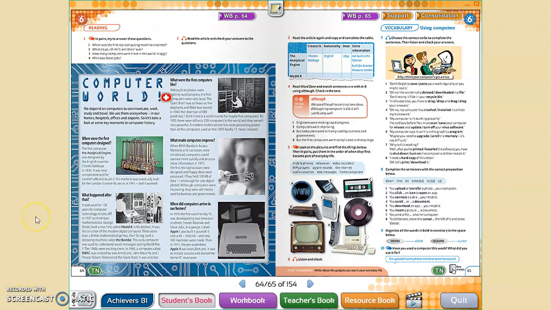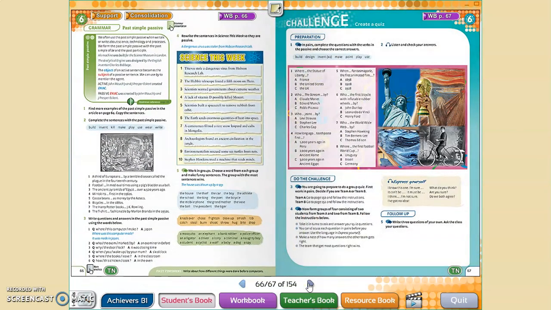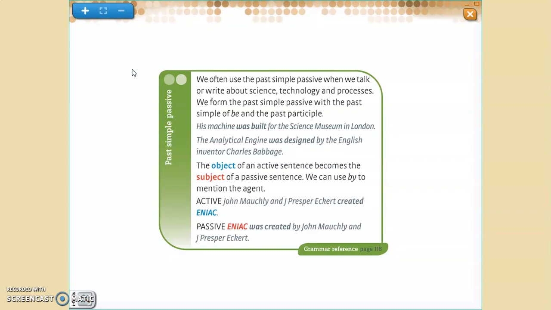So, as you can see on your screen, this is the last exercise we did last time that we had class. We talked about computers, vocabulary, and so on. So if you turn your book to page number 66, you're going to see the review of the grammar. So let's see what your book says about the passive.